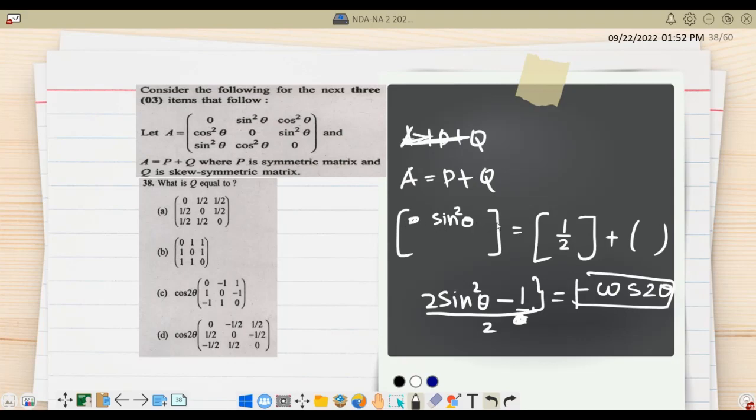Actually, we have taken the second element, the second element of the first row from both of the matrices. So that should be cos 2 theta minus cos 2 theta by 2 in the answer, in the second element of the first row. So here D is the answer.